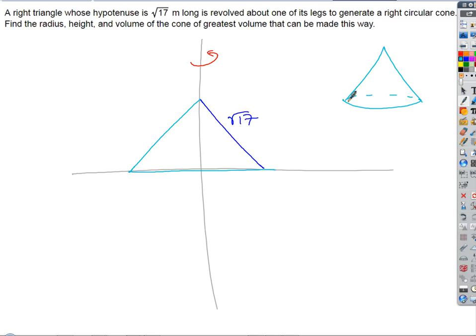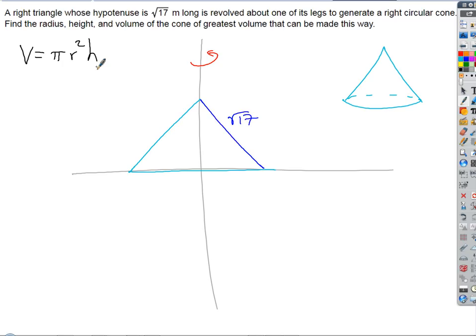What's the volume of a right circular cone? Pi, yeah, good. Right, it's a cylinder divided by 3. So volume equals pi r squared h, just divide by 3.